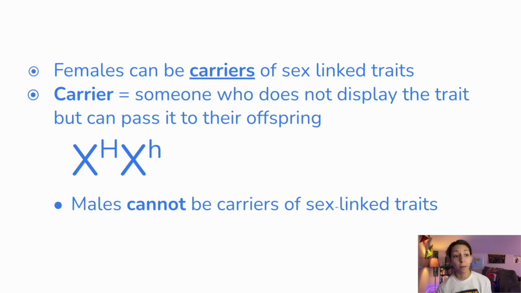So remember, females can be carriers of sex-linked traits because they have two X chromosomes, and technically in biology a carrier is someone who does not display the trait but could pass it on to their offspring. So in this case, a carrier for color blindness would look like this, and males technically cannot be carriers of sex-linked traits. Obviously someone who has the trait could pass it on to their offspring, but if we're going by that strict definition, males can have conditions that are sex-linked, but they're not carriers technically.